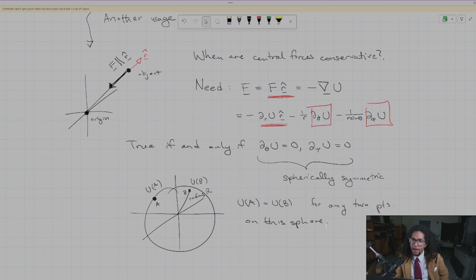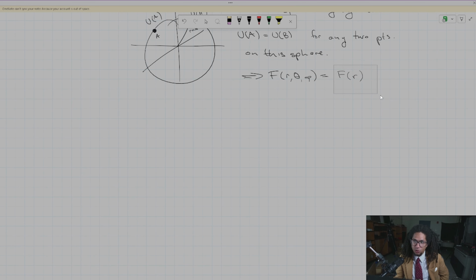So in other words, f, this scalar function, needs to be just a function of r. So let me say f of r theta phi is actually just equal to some f of r. Wonderful. So that's the big result of today. I'll say this is a theorem: a conservative central force is spherically symmetric.